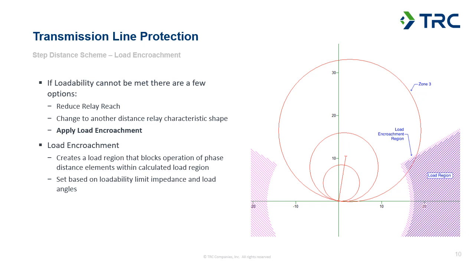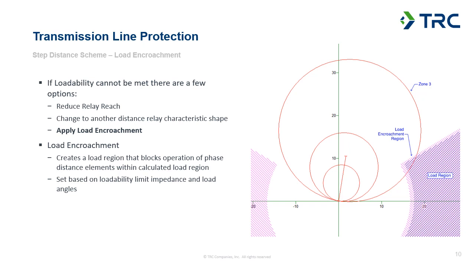You set them with an impedance reach that defines the kind of circular inner portion of the characteristic, and then an angular setting that'll define the angle in which you'll block. So what we've got shown here, we've got a load region shown in blue, and then the load encroachment region is set to have a slightly larger angle and a slightly lower impedance setting compared to the impedance that is calculated for your NERC loading criteria or other loading requirements.